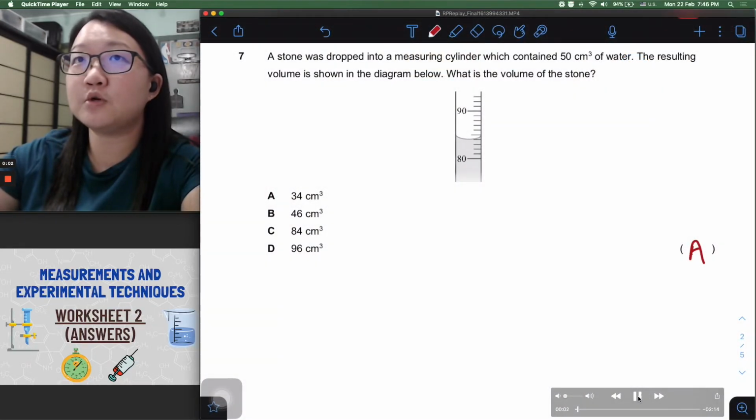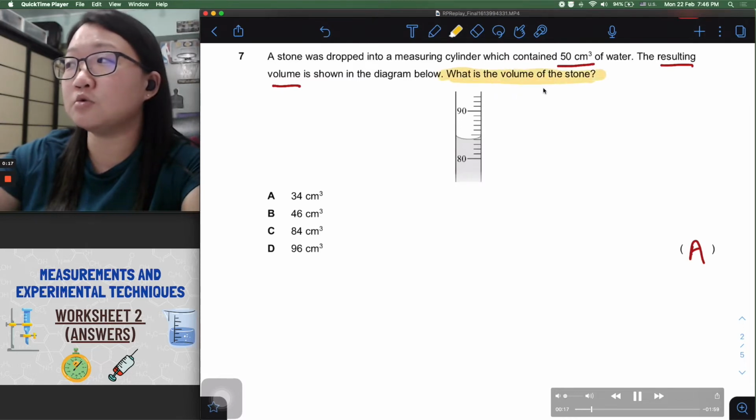Moving on to question 7. Here you have a stone which was dropped into a measuring cylinder which contains 50 cm cube of water. The resulting volume is shown in the diagram below. The question asks you what is the volume of the stone. So the initial volume reading is 50 cm cube.